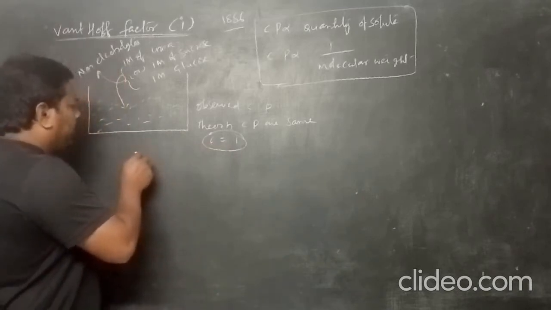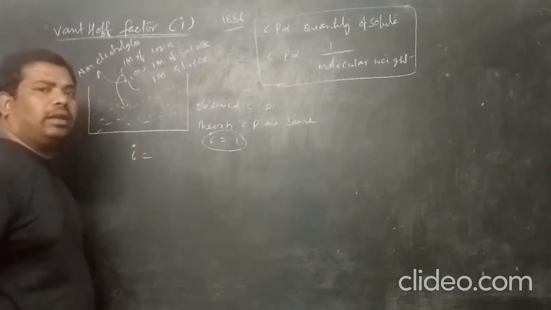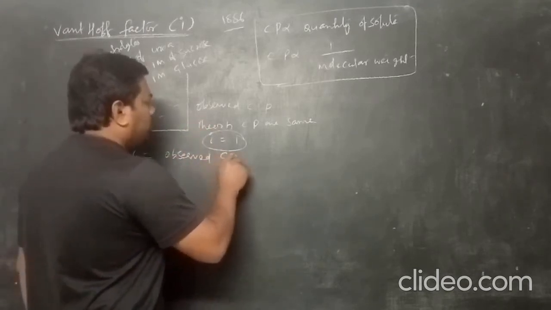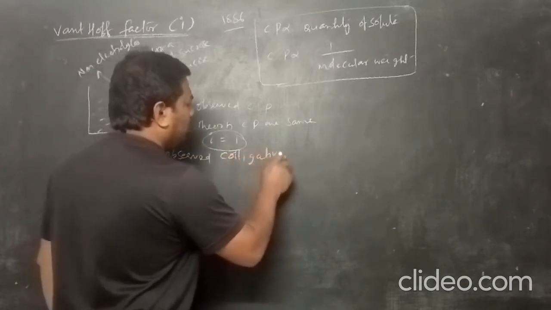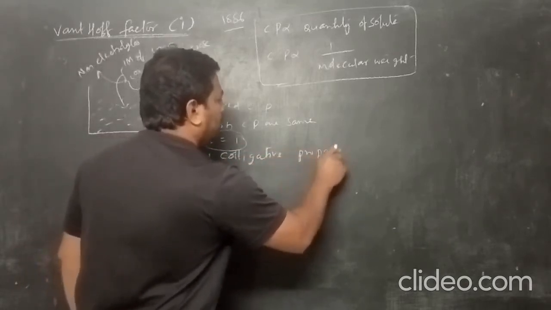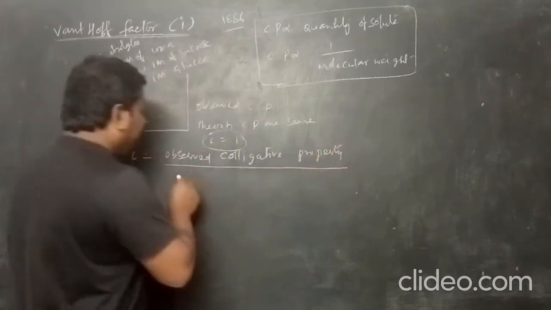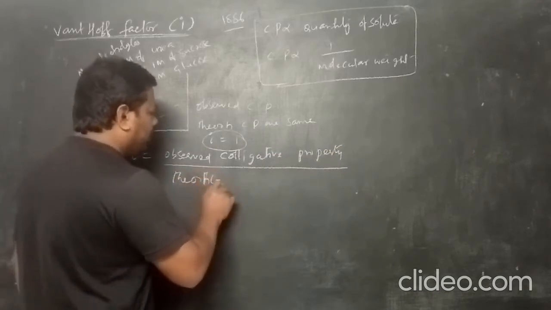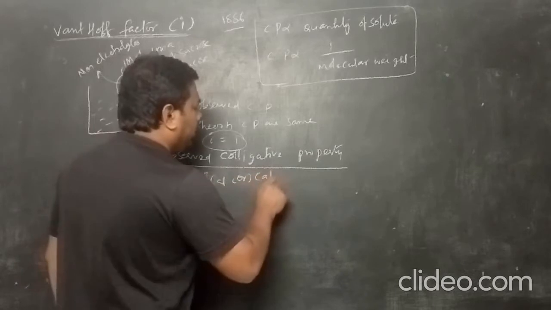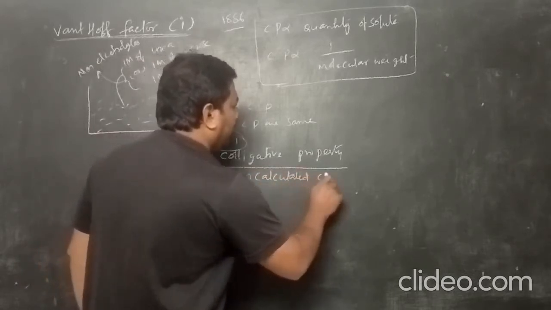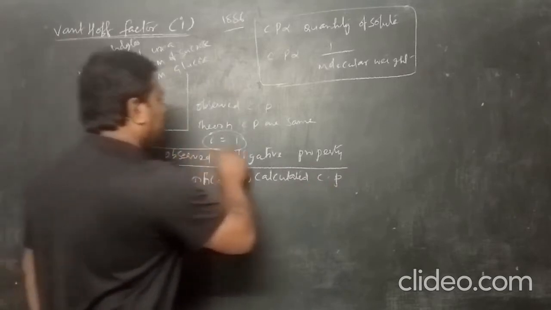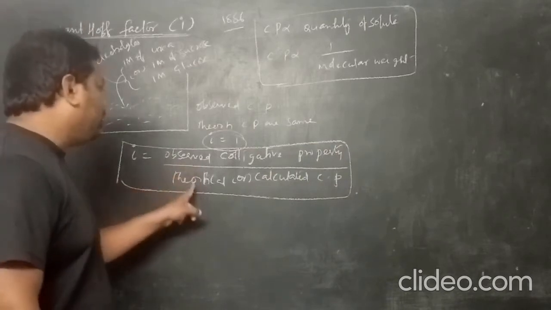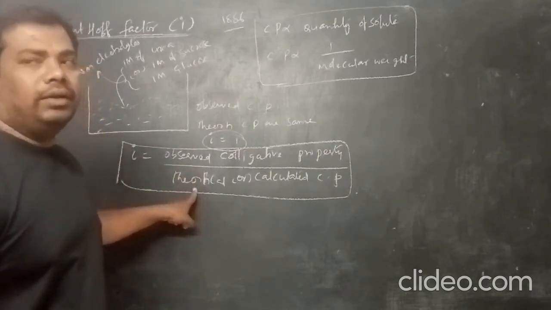So how can we denote the Van 't Hoff factor? i is equal to the observed colligative property upon the theoretical or calculated colligative property. Clear, students? So the Van 't Hoff factor i is equal to the observed colligative property upon the theoretical or calculated colligative property.